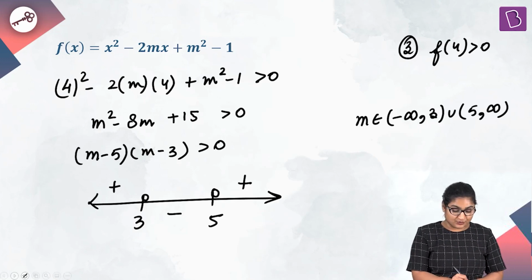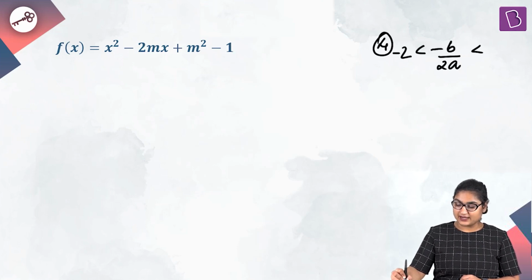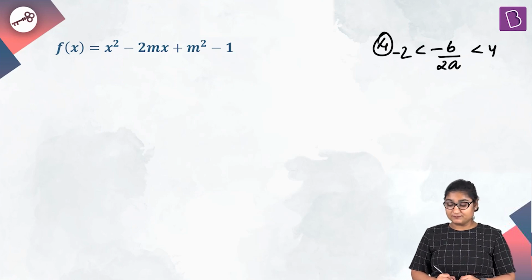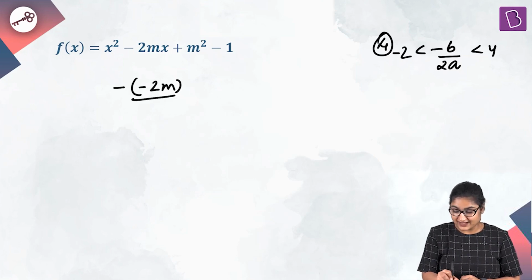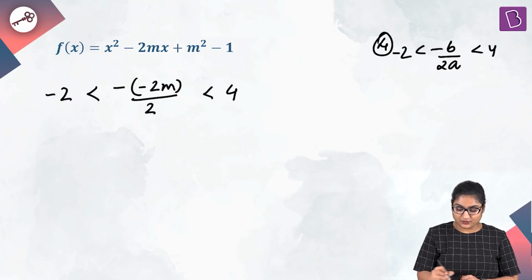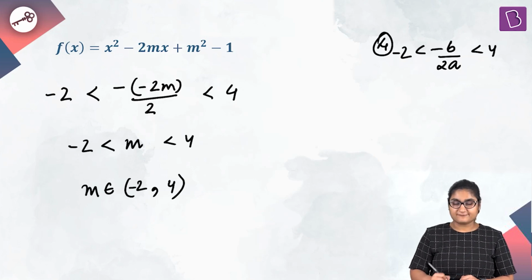All right. Now moving on to the fourth condition where minus b by 2a is greater than minus 2 and less than 4. Now if I put b as minus 2m and a as 1, I get minus of minus 2m divided by 2, and this is greater than minus 2 and less than 4, or we can say m is greater than minus 2 and less than 4. We get m belonging to the interval minus 2, 4.